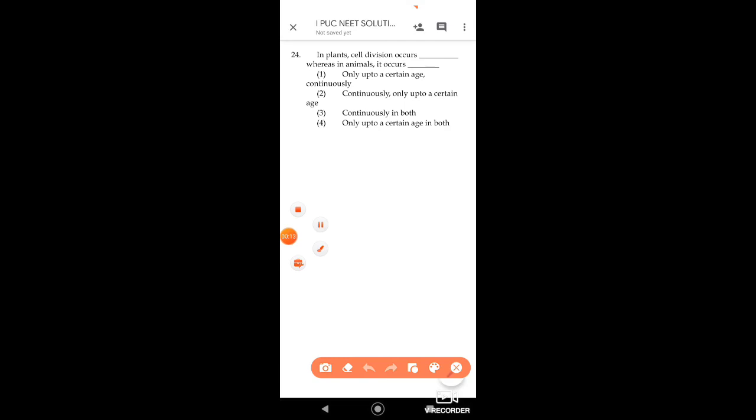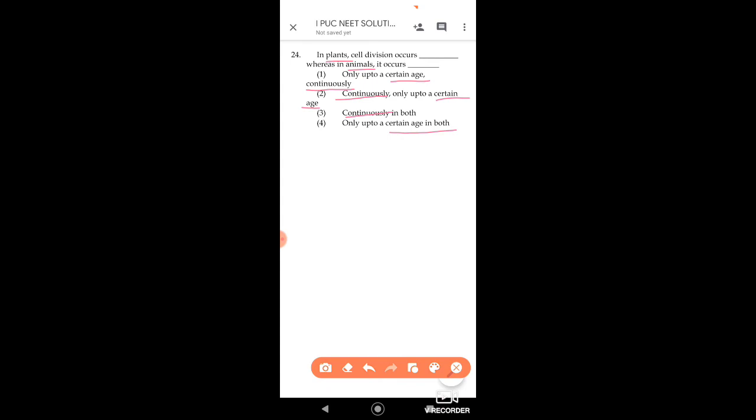Question number 24 we have is, in plants cell division occurs dash, whereas in animals it occurs dash. So dear students, first and foremost, they are asking two aspects here. How does cell division occur in plants? How does cell division occur in animals? Option 1 is only up to a certain age in plants, and continuously in animals. Option 2, continuously in plants, only up to a certain age in animals. Continuously in both is the third option. Then, up to a certain age in both plants and animals.